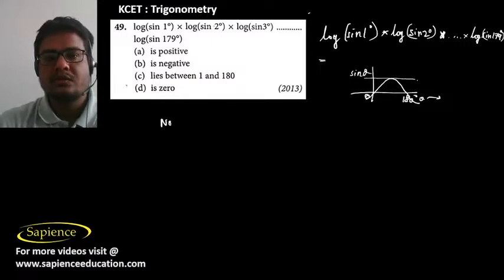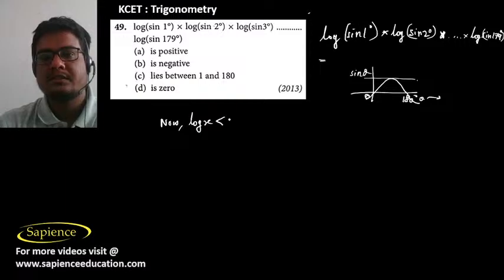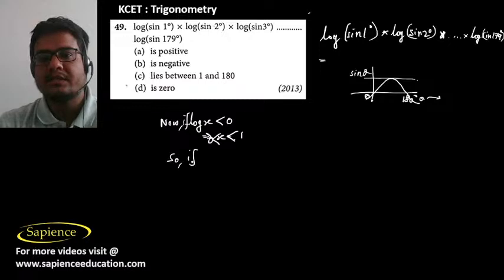Now we know that log of x less than 0 means that if log x is less than 0, then x is less than 1 and x is greater than 0. So it means that if the value of x is in the interval 0 to 1, then the value of log x is negative.